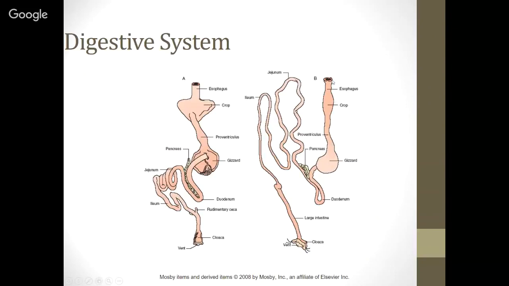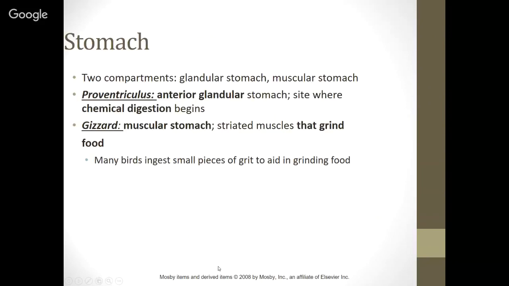So here is the esophagus. These are 2 different species. Esophagus, a small crop. Here the crop is much larger. Here's the proventriculus, which is the glandular stomach. And then we have the gizzard, which is the mechanical crushing stomach. Then we have the duodenum with the pancreas in it. We have the jejunum, which is much longer. We have the ileum. We don't really have a cecum in these guys, if you haven't noticed. And then we go into the large intestine. Empties into the cloaca and then out through the vent of the animal.